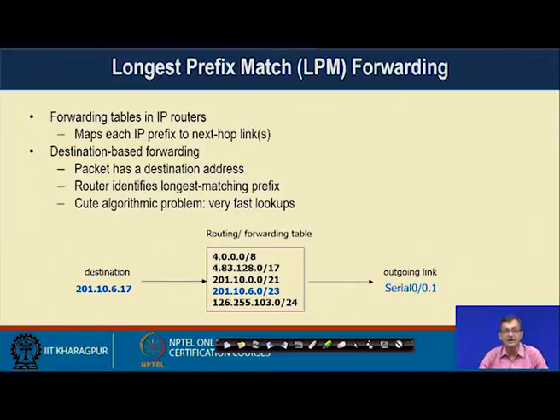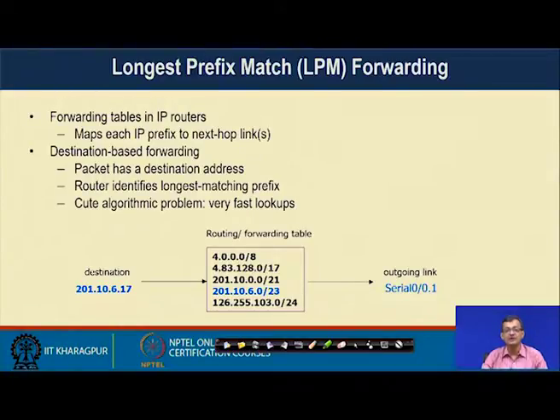So, the forwarding table in an IP router maps each IP prefix to the next hop or link. This is destination-based forwarding, where the packet carries a destination address. When I am sending a packet to www.iitnptel.ac.in, after DNS resolution it has an IP, which is the destination IP for my packet. The router identifies the longest matching prefix, and some algorithm has to do the lookup.